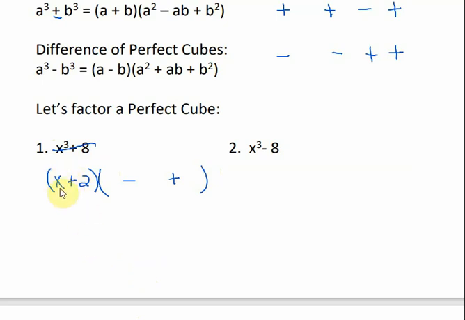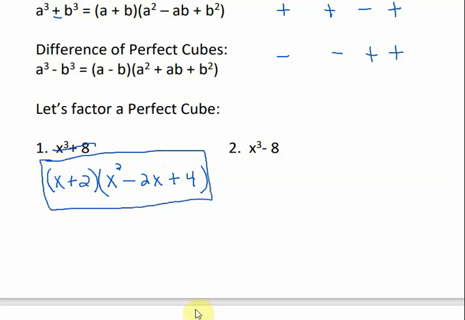So we take our first term and we square it. If I take x and I square it, I get x squared. Then I multiply these two terms together. X times 2 would be 2x. Then I take the last term and square it. 2 squared is 4. And now I'm done. This whole thing, this binomial times this trinomial, is my answer.